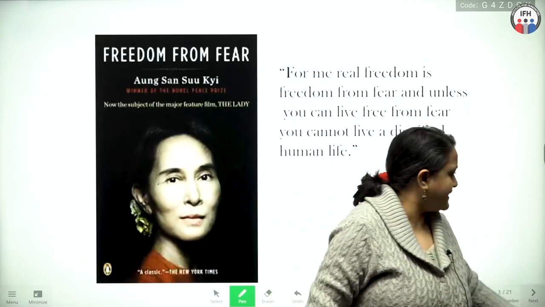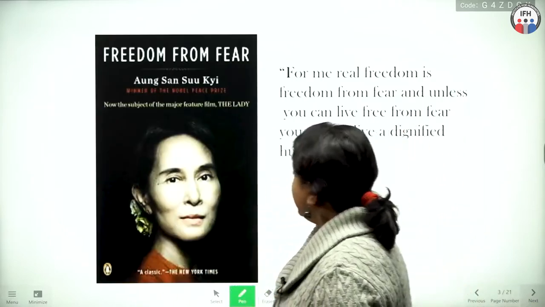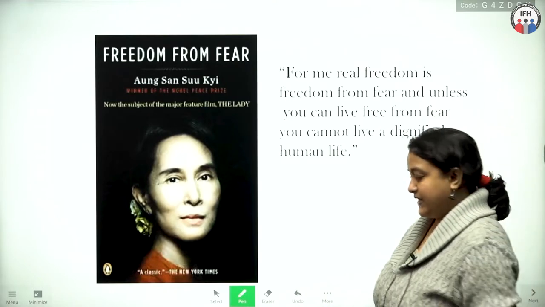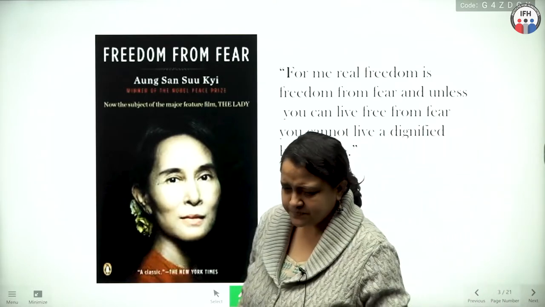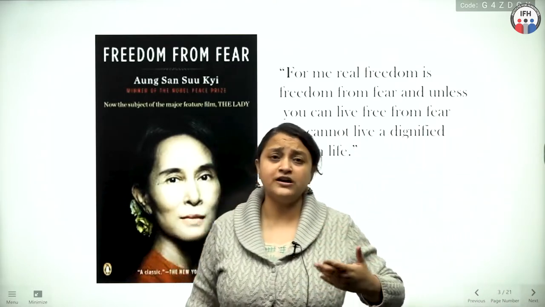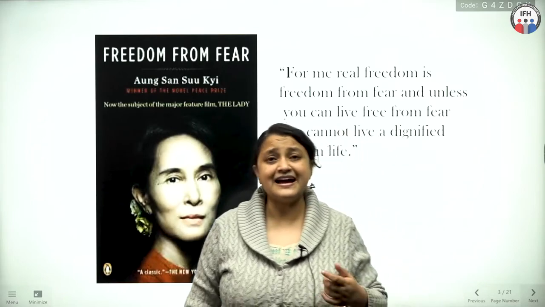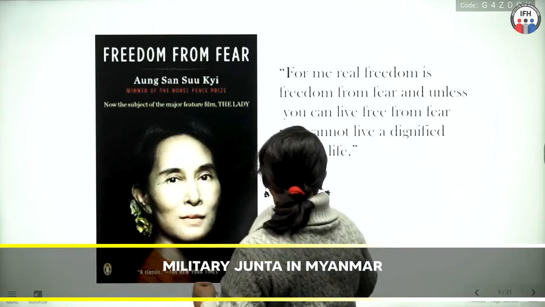We move to our second example. She is Aung San Suu Kyi, a leader in Myanmar. Her struggle for freedom started against the military junta.